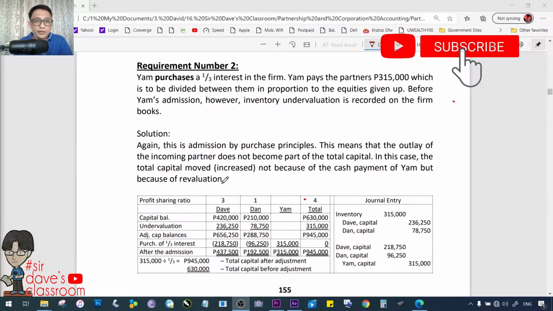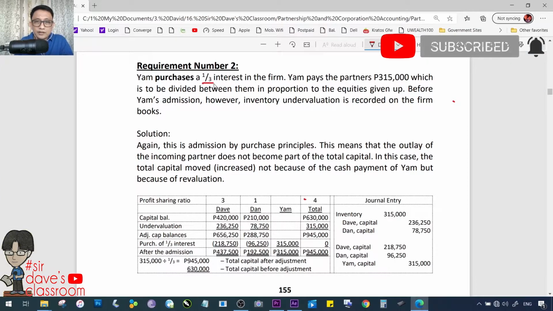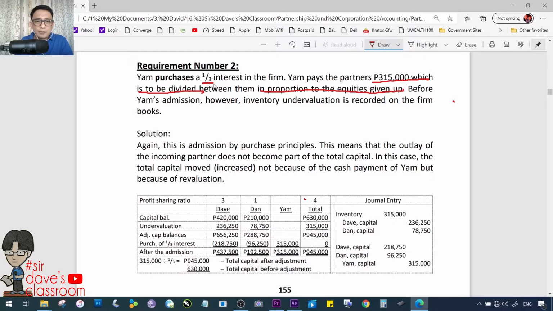Requirement number 2. Yum purchases a 1/3 interest in the firm. Yum pays the partners 315,000, which is to be divided between them in proportion to the equities given up ulit, tulad kanina. Before Yum's admission, however, inventory undervaluation is recorded on the firm books. So again, this is admission by purchase principles. This means that the outlay of the incoming partner does not become a part of the total capital, tulad ng ilang beses na natin sinabi.